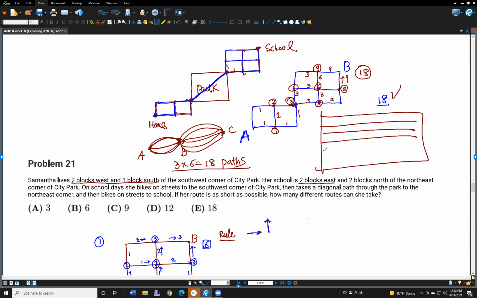1, 2, 3, 4, 5, 1, 2, 3, 4, 5, 6, 7, 8. Wow, that's too much work, right? In this case, so we have to use what?